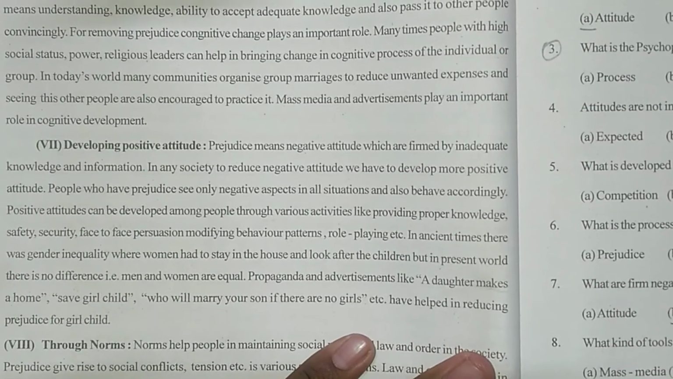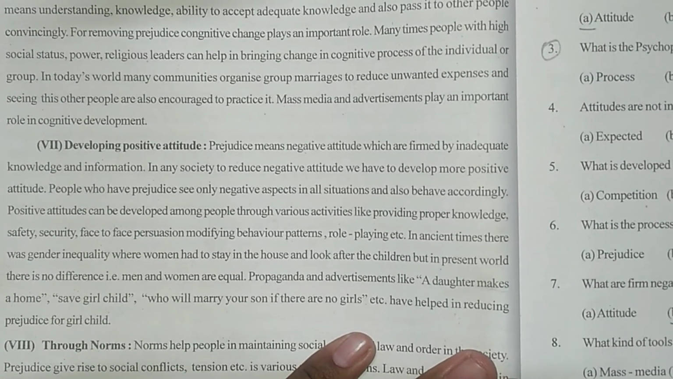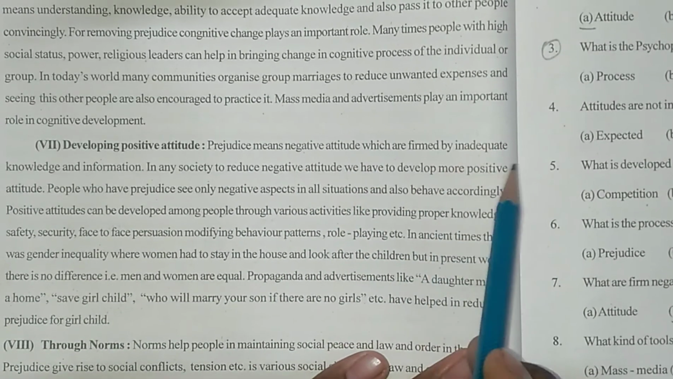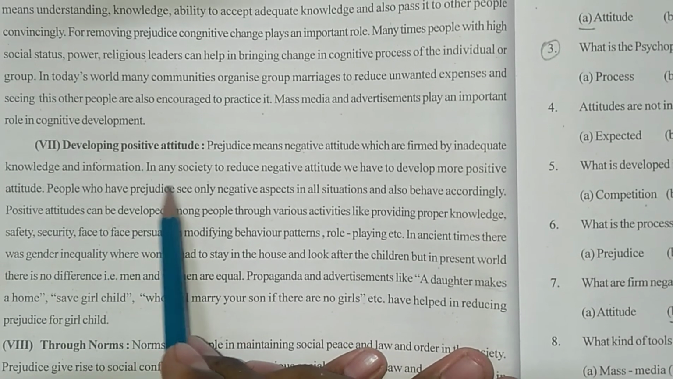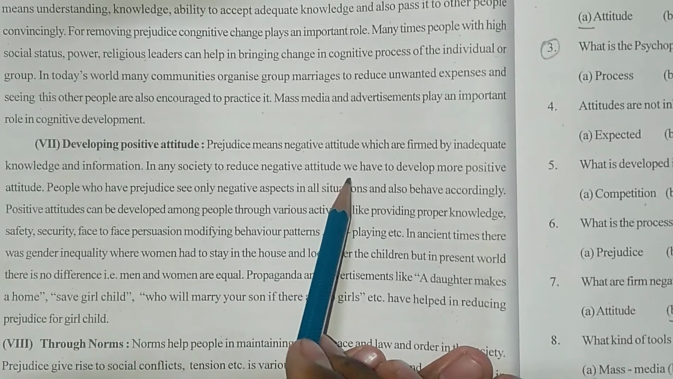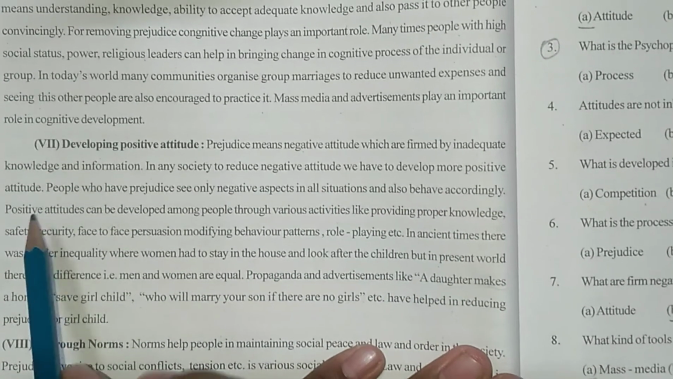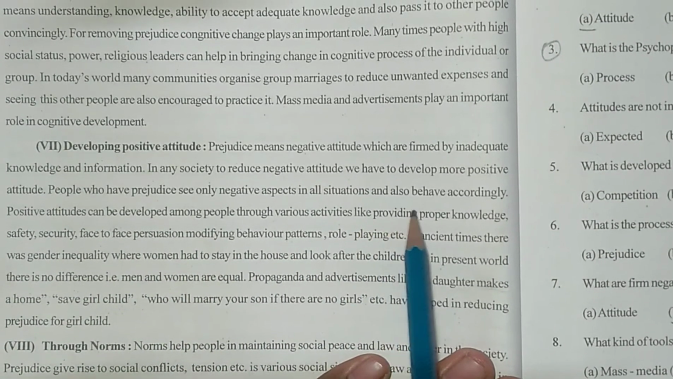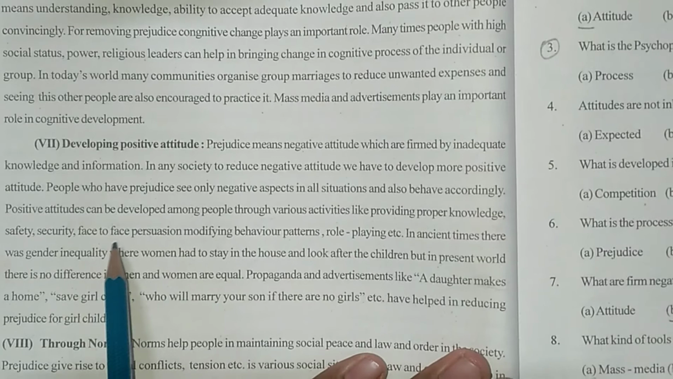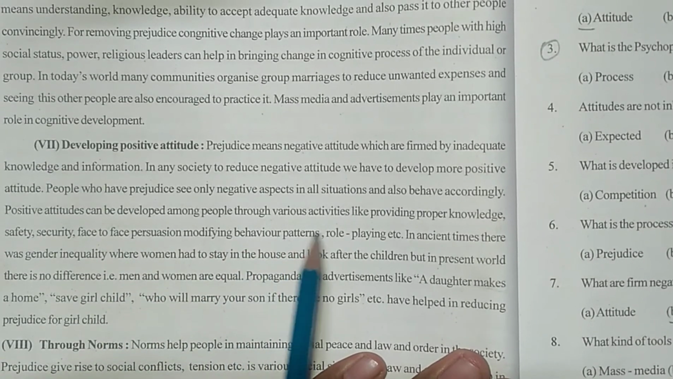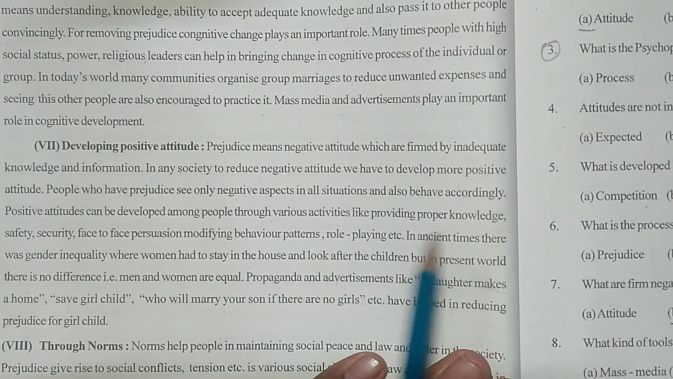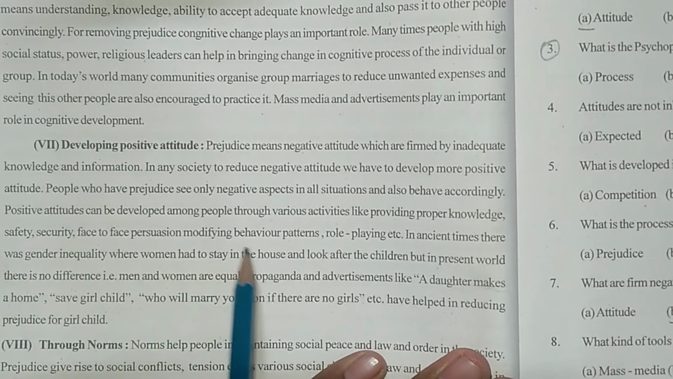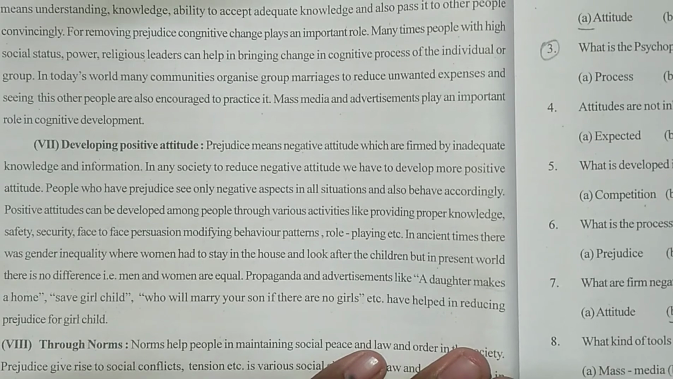Developing a positive attitude. Prejudice means a negative attitude formed by inadequate knowledge and information in any society. To reduce the negative attitude, we have to develop a more positive attitude. People who have a prejudice see only the negative aspects in all situations and also behave accordingly. A positive attitude can be developed among people through various activities like providing proper knowledge, safety, security, face-to-face persuasion, modifying behavior patterns, role playing, etc.